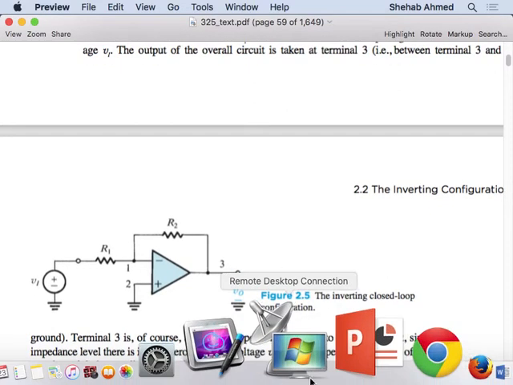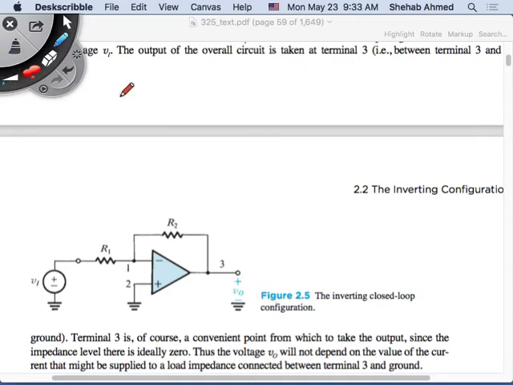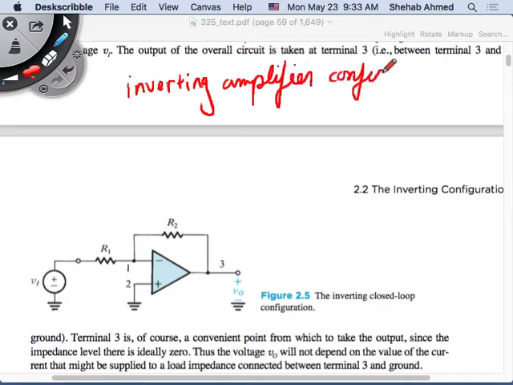So we will build the first circuit that we will utilize, and we will call it the inverting amplifier configuration. So this will be the inverting amplifier configuration. This is a circuit that has the op-amp as a building block.